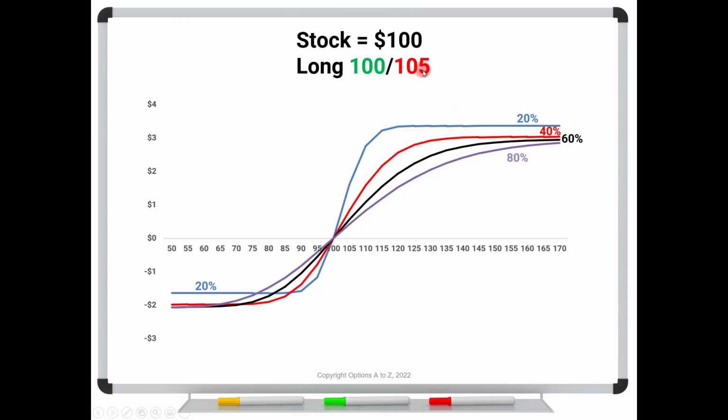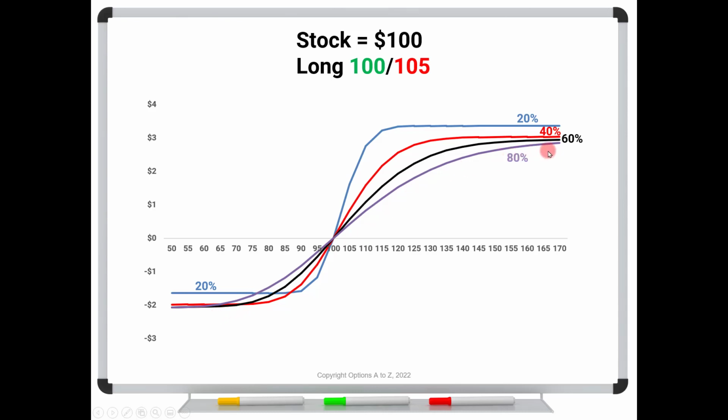Well, the reason it's happening, take a look at the setup. The stock is at 100, you are buying the 100 call and selling the 105. So to get to maximum profit, you need this stock to get to 105, 5 points higher or 5% higher. Now ask yourself, under what conditions do you have a better chance of the stock rising from 100 to 105? Certainly not with 20% volatility. You do have a chance, it's just not as good as if it were 40 or 60 or 80% volatility. And so that's what's happening as the volatility increases.